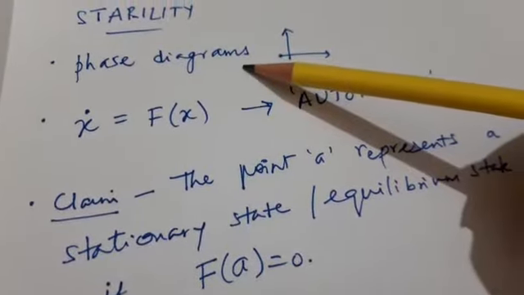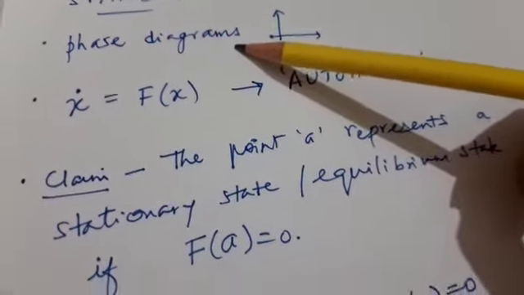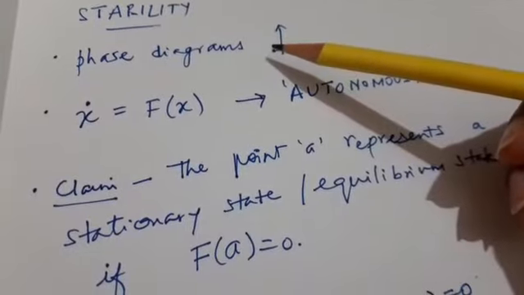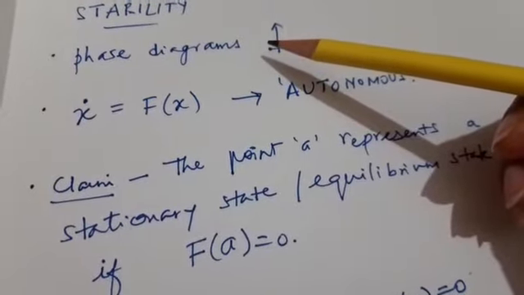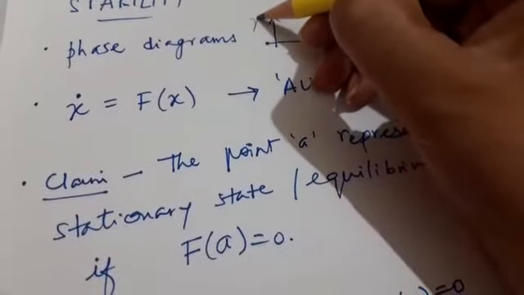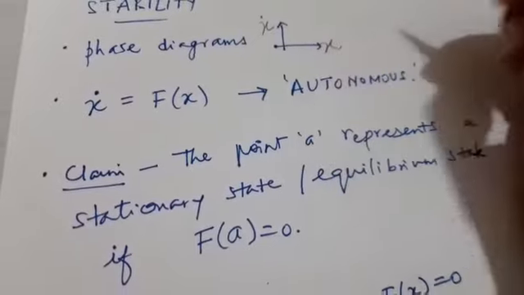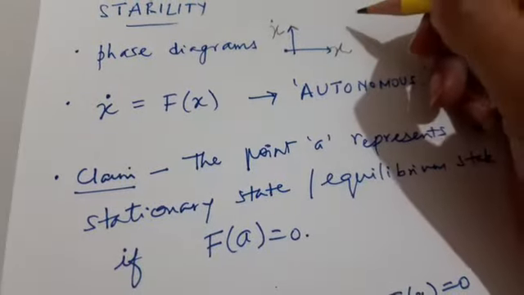We'll be examining the issue of stability with the help of phase diagrams, where till now you were plotting x against time. So a phase diagram is basically a diagram of x dot as against x.